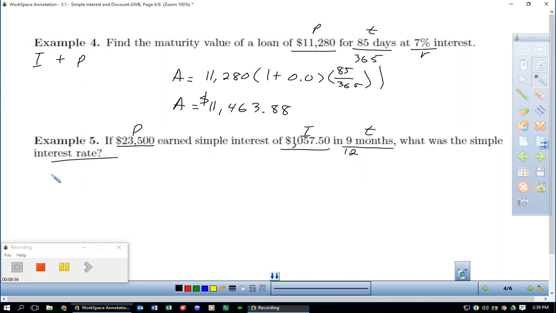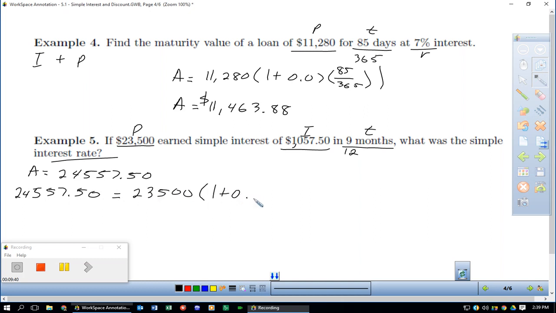There are two ways you could do this. One, which I kind of like, is to first find out what A is. That would entail adding the interest and the principal together, which would be $24,557.50. Then we take A equals P times 1 plus RT: 24,557.50 equals 23,500 times 1 plus R, since we don't know the rate, times 9 out of 12, which is 3/4. And we have to solve this equation.